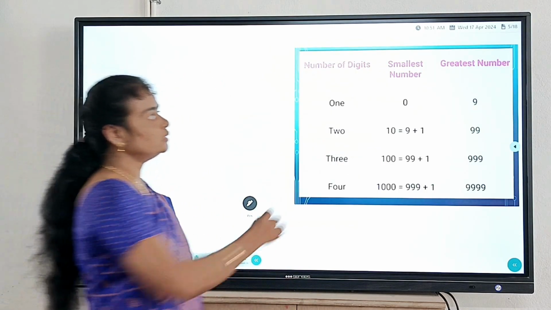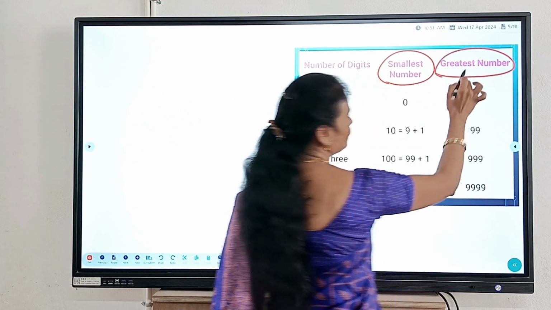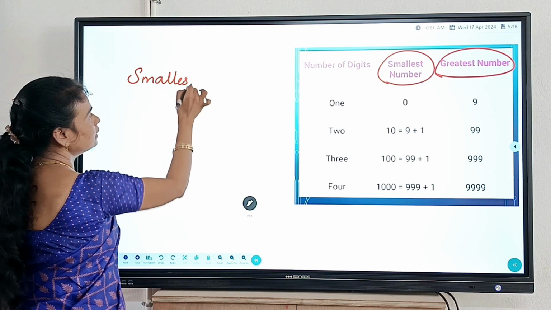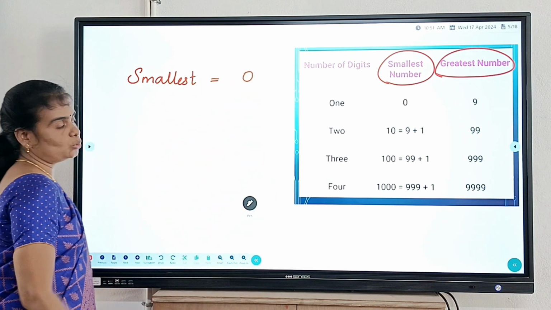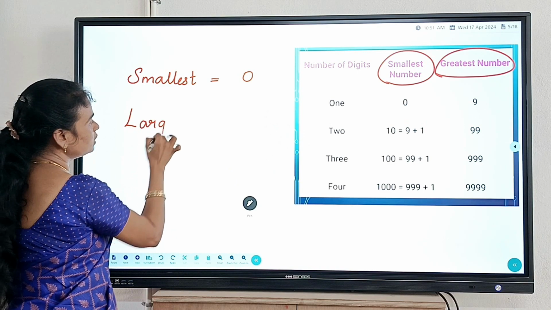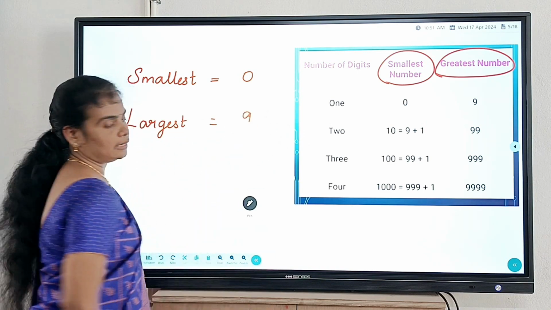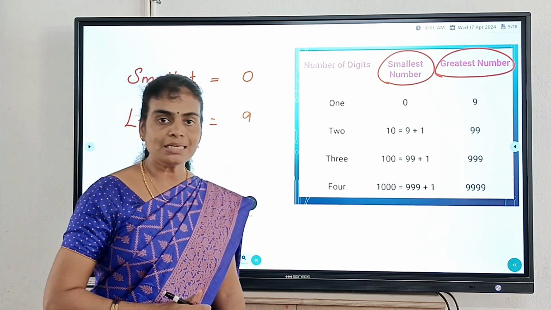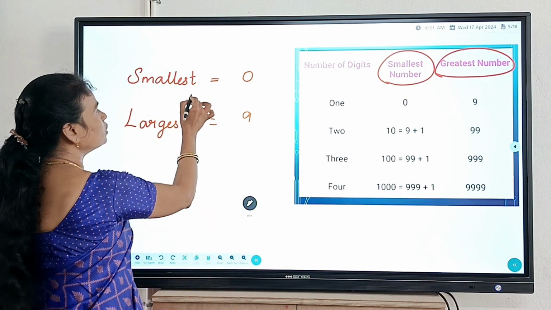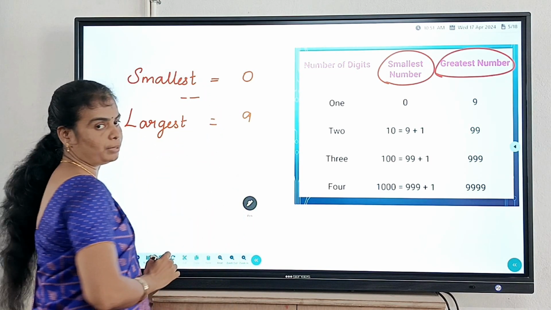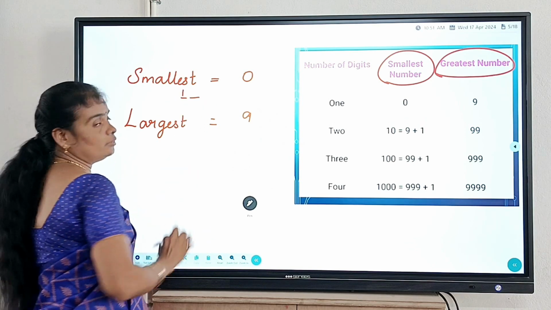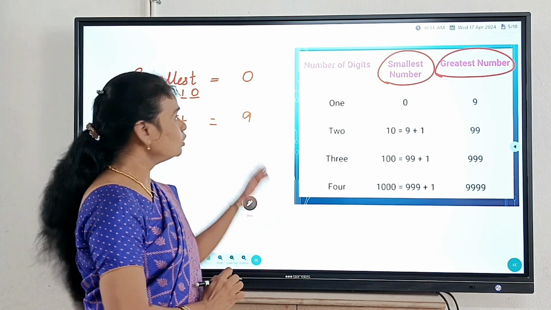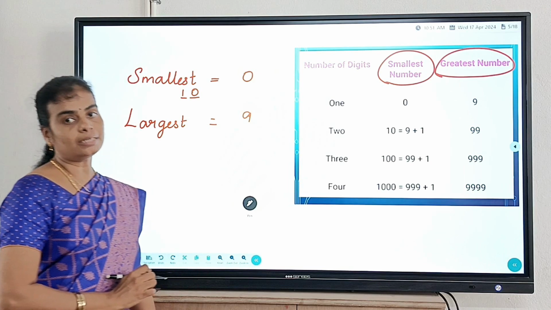The next concept is the smallest number and the greatest number. The smallest number is 0, and the largest one-digit number will always be 9. As per the number of digits, we can write the smallest number and the biggest number. If we are asked to find the smallest 2-digit number, for example, the first digit will be 1 only and all the rest of the places should be filled with 0. So the smallest 2-digit number can be written in this way.